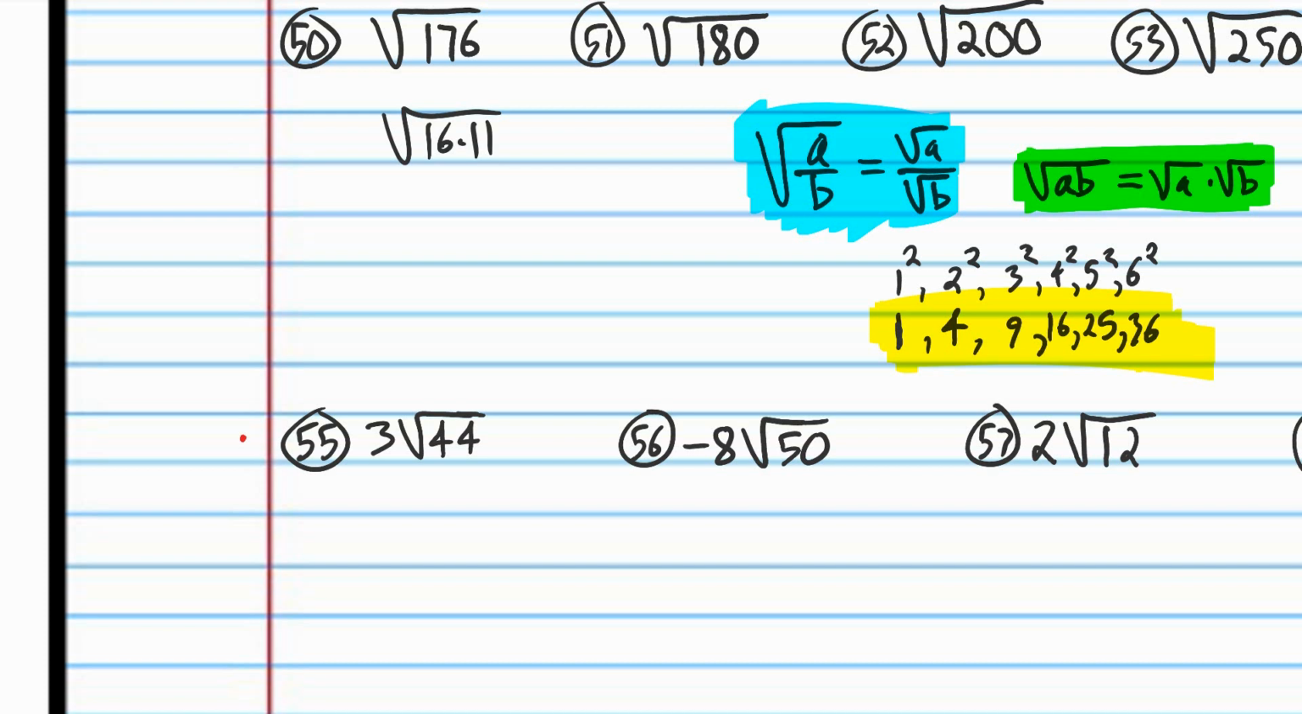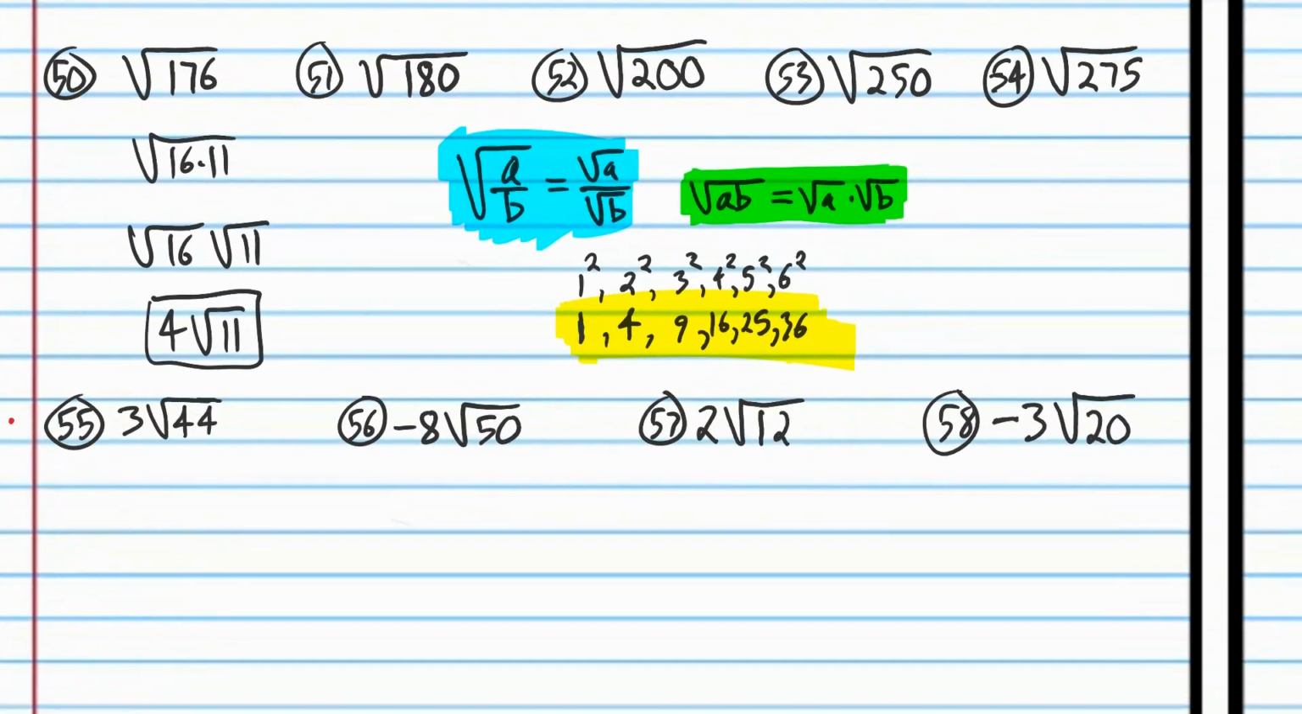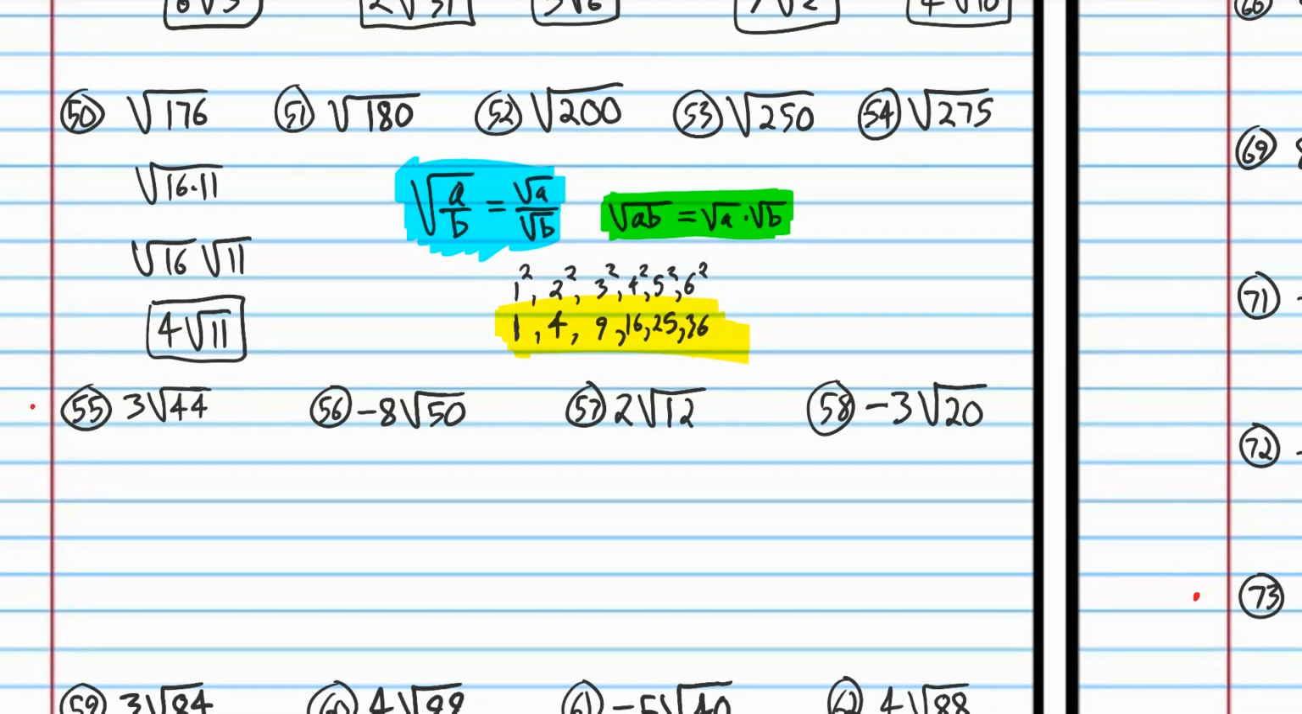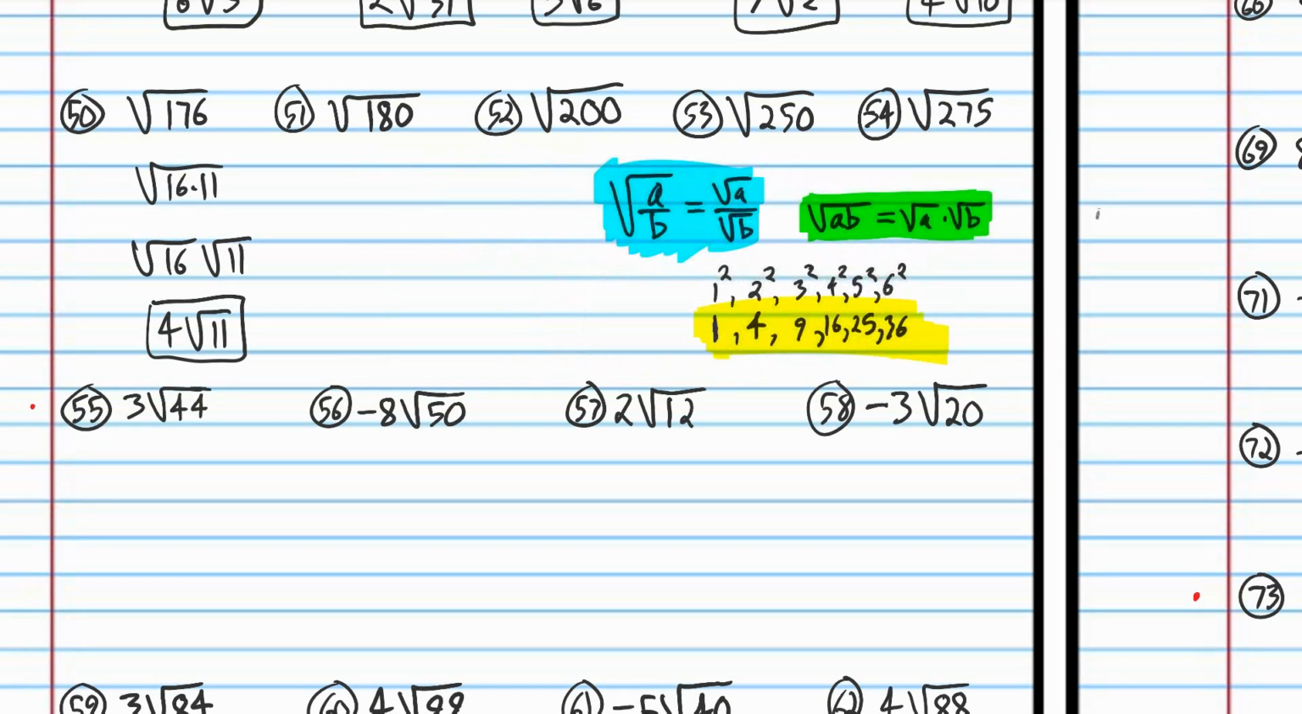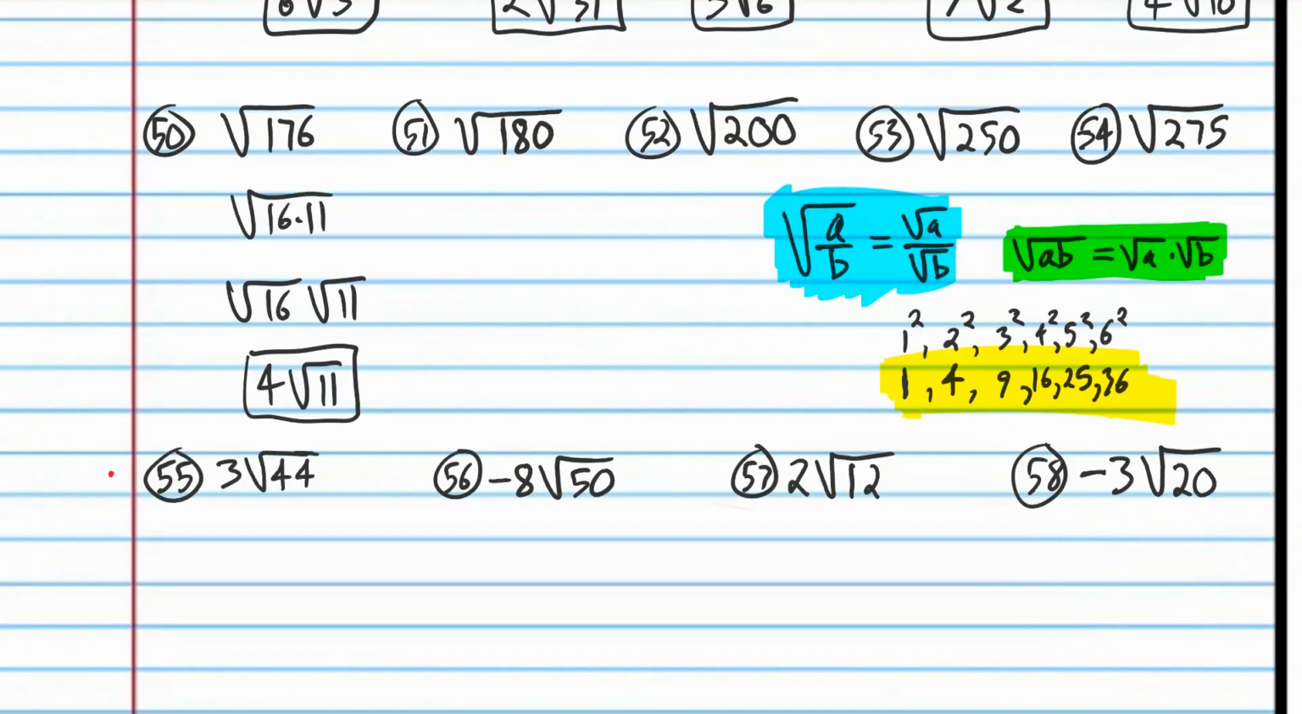All right, so use the green principle, so on and so forth, and we get 4 root 11. So we got 4 root 11. Good job. Try number 51, and when you come back, we'll do it together.